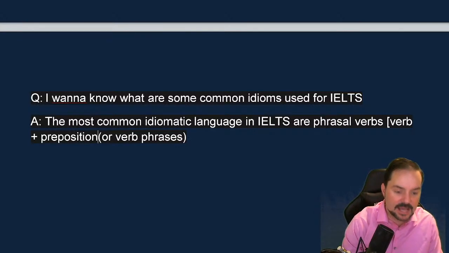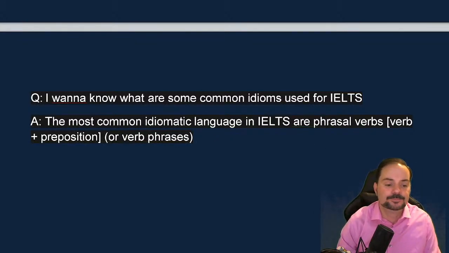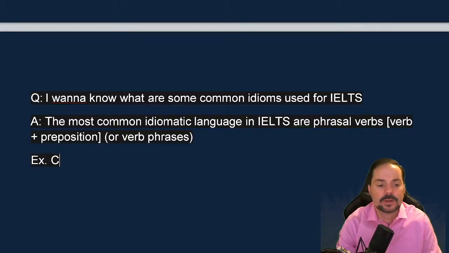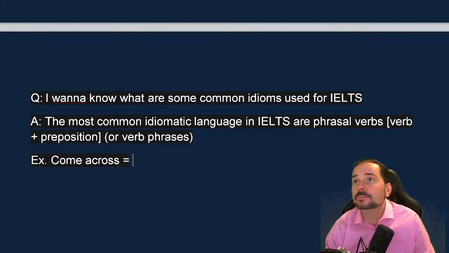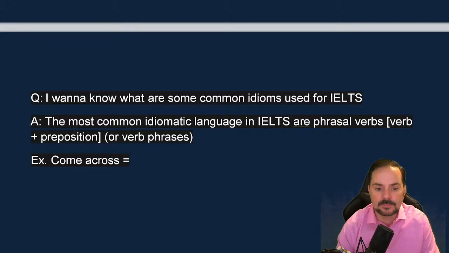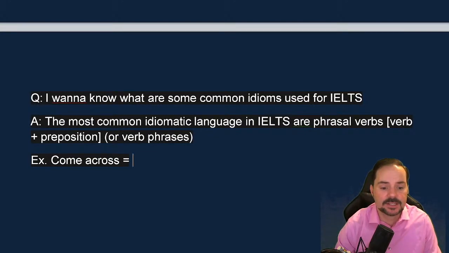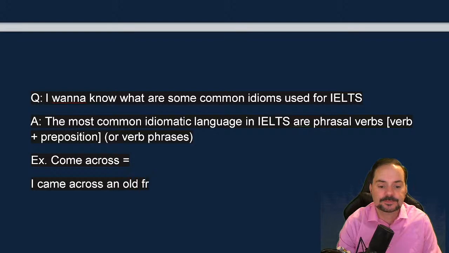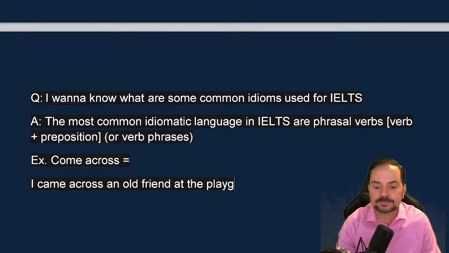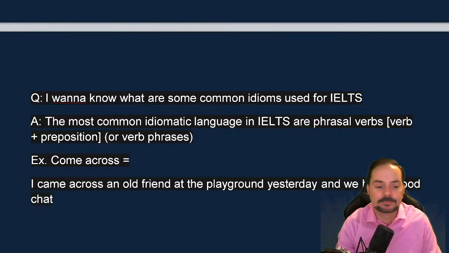Okay, let me give you an example here. All right, so for example, the phrasal verb come across. I like this one. Okay, come across means, anybody know? So there's a single verb that will translate to come across. I'll give you an example sentence here. Okay, so I came across an old friend at the playground yesterday, and we had a good chat about English idioms.